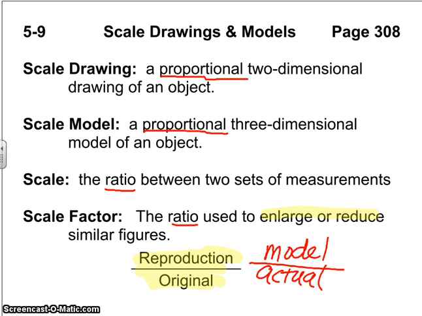Think about this for a second. If I'm talking about a blueprint of a house, would that be the model or the actual house? The blueprint would be the model. If I took the dimensions of the actual house, that would be my bottom number for my ratio. So this is a key ratio. Your model dimensions always go on top, and the actual dimensions of the real thing go on the bottom.